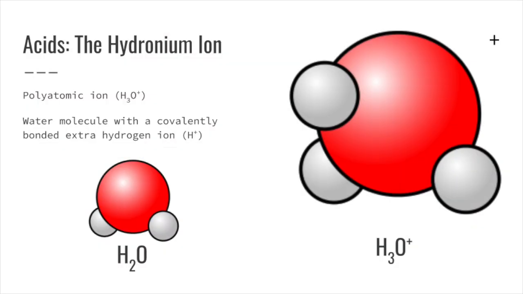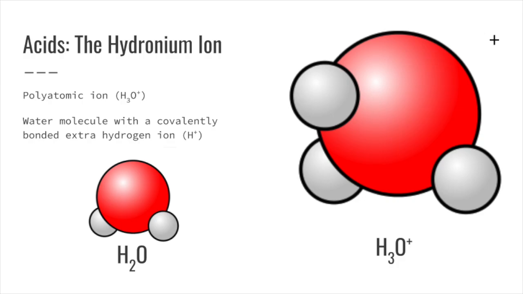The most important ion in the study of acids is the hydronium ion. The hydronium ion is simply a hydrogen ion covalently bonded to a water molecule, changing H2O into H3O+. This polyatomic ion, H3O+, hydronium, is not on the ion formula chart on the back of your periodic table, so you'll have to memorize this ion. Don't worry, the hydronium ion is essential to the study of acids, so you're going to see it a lot.